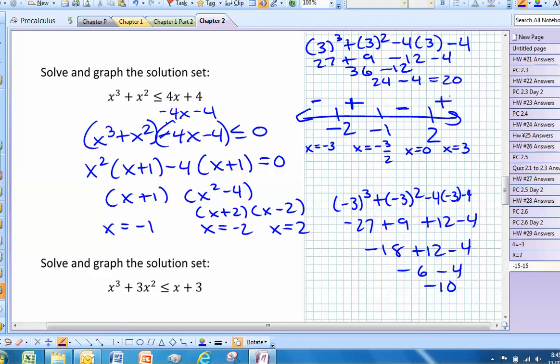So notice, since it says less than or equal to, I'm going to look for the negative ones, which are right there. So my final answer is going to be less than or equal to negative 2, because it says less than or equal to, and between negative 1 and 2. That's where it's going to be negative.